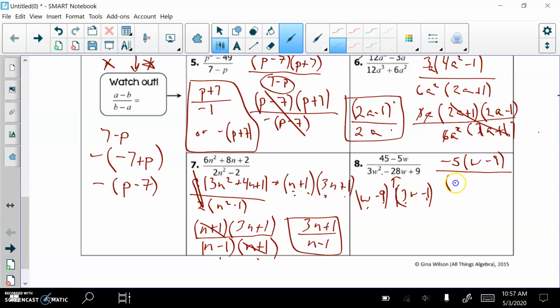So the denominator, W minus 9, 3W minus 1, W minus 9 cancels, negative 5 over 3W minus 1. That is a W.